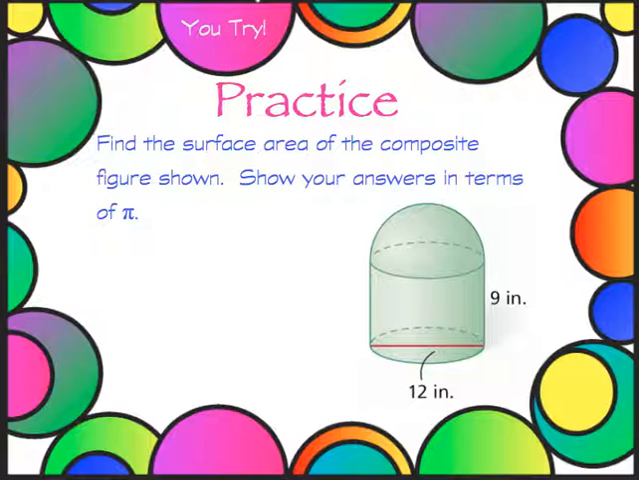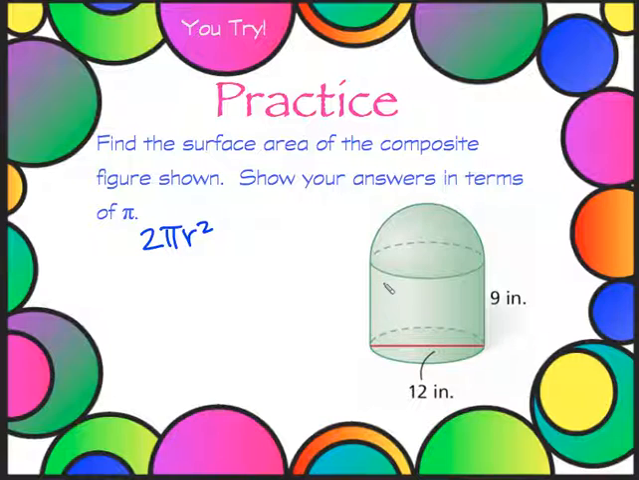Find the surface area of the composite figure shown. Show your answers in terms of pi. Now this is a cylinder and a hemisphere. Now you can't use, well, it depends on how you want to do it. The hemisphere is no longer showing this circle that we added on the other problem. Because it's covered up, the hemisphere is just going to be 2 pi r squared.